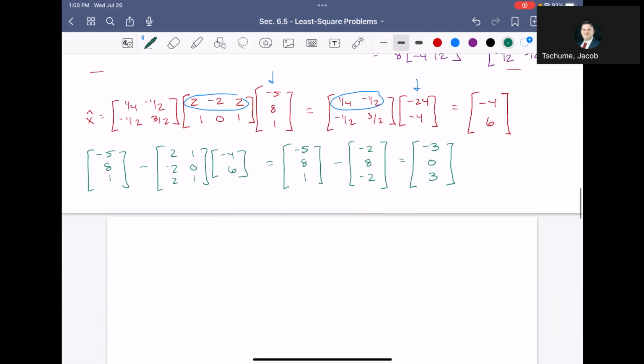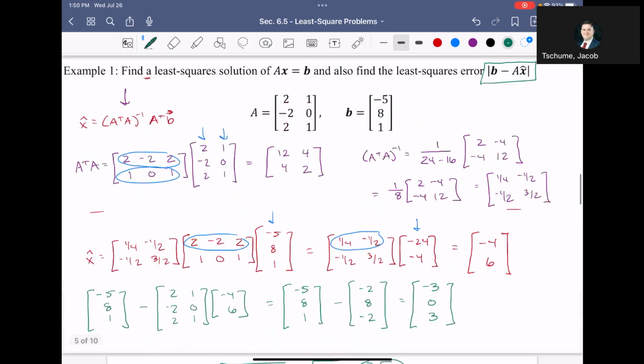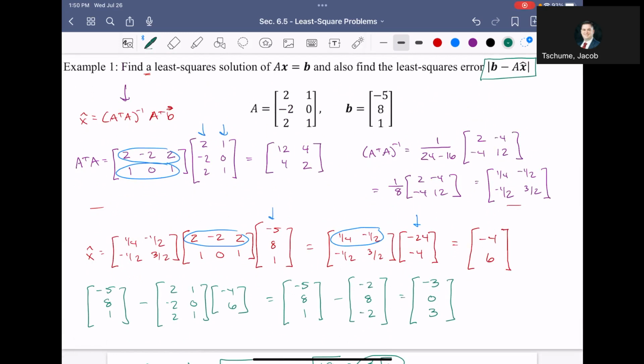So coming down to the next slide so I have more room. The magnitude of b minus A times x hat is going to end up being the square root of 9 plus 0 plus 9, which is the square root of 18, which does break down into 3 square roots of 2. So if you were to map this and actually draw out this idea, we just found that our vector b is actually 3 root 2 units away from the subspace that is made up of the columns of matrix A.